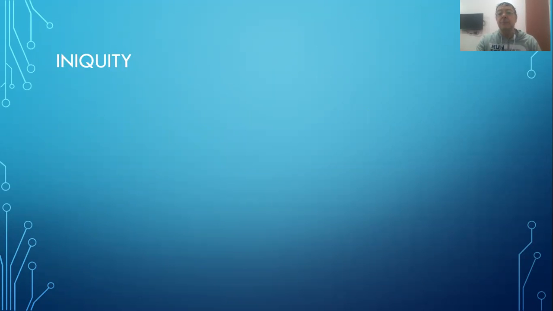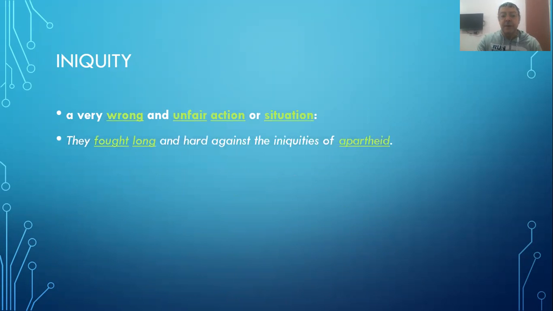The second vocab item we're going to talk about today is iniquity. It's a noun. And what does iniquity mean? A very wrong and unfair action or situation. Example, they fought long and hard against the iniquities of apartheid. Another example, the writer reflects on human injustice and iniquity. So, iniquity in one word meaning injustice, and it's a noun.